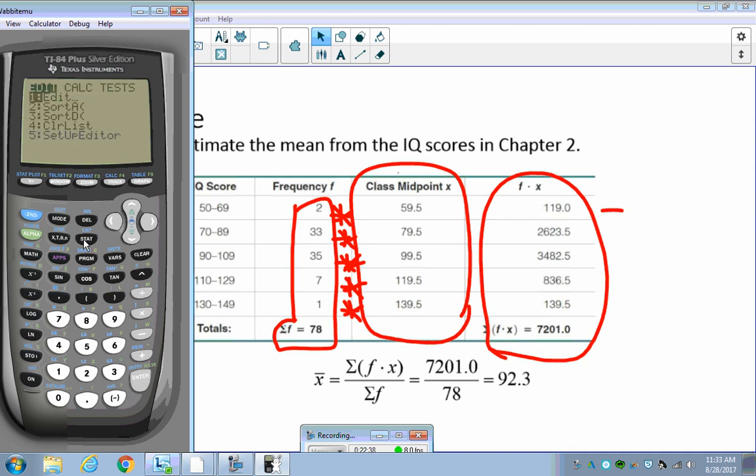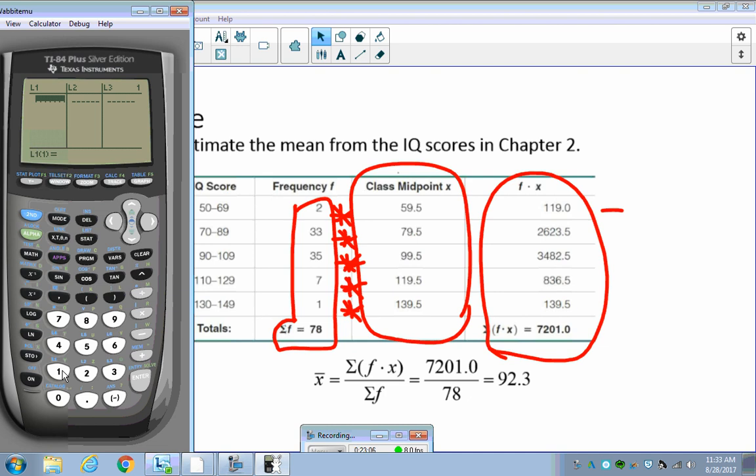So I'm going to go to Stat. The first thing I have to do is enter my data. So I'm going to do 1 for edit. I'm going to edit my data. Now you should see a screen like mine. It should say L1, L2, L3 for the columns along, okay?